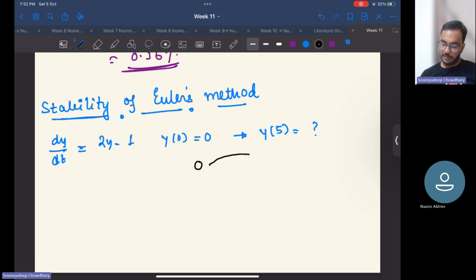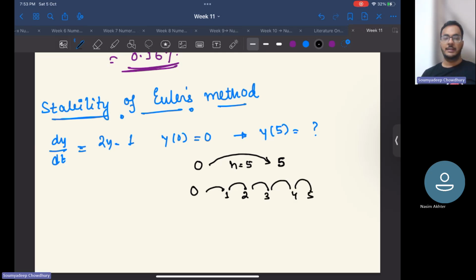Directly, if we take h equal to 5, in one step we will get our solution, y of 5, right? If we take h as 1, then we have to do 5 steps: 0 to 1, 1 to 2, 2 to 3, 3 to 4, 4 to 5. And we have already seen that the smaller the step size we use, the more accurate our solution is.